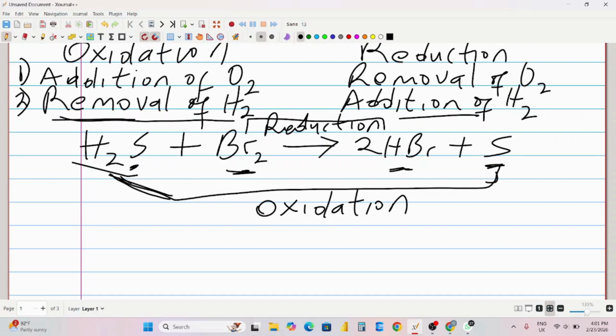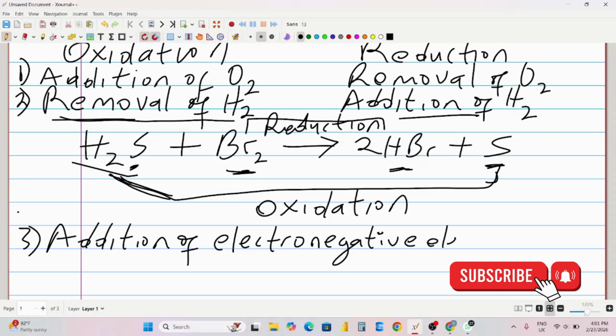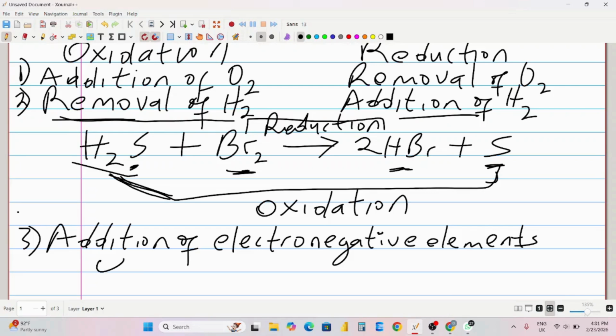Let's look at addition of electronegative elements. That's the third one. So oxidation involves addition of electronegative elements, and electronegative elements are elements that have the ability to attract electrons to themselves. So for example, oxygen, chlorine, sulfur.